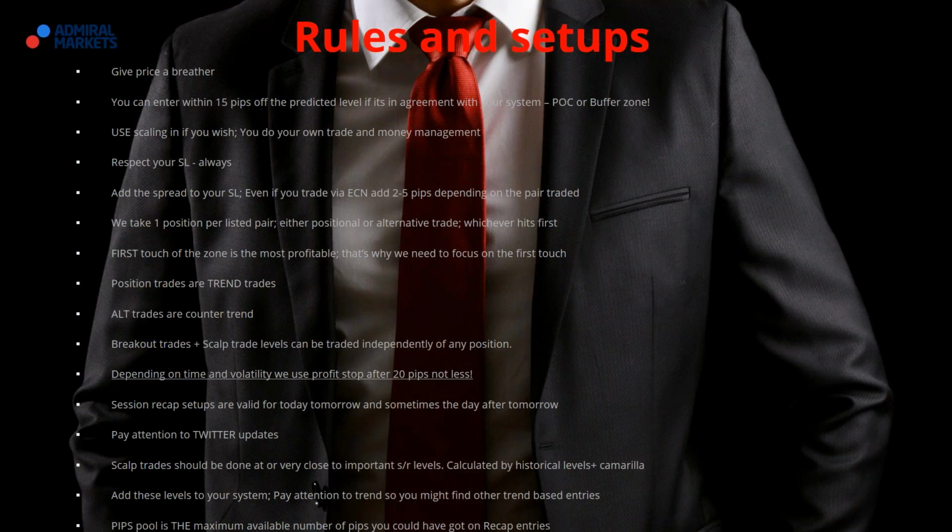The point is, we can all trade similar setups and the same systems, but in the end, we will all have different results. Add a spread to your stop loss, even if you trade via ECN. Please add 2 to 5 pips spread depending on the pair traded. Also, we take only one position per listed pair, so it will be either a positional or break or alternative trade, whichever hits first. Positional trade is a trend trade, while alternative trade is a counter trend trade.